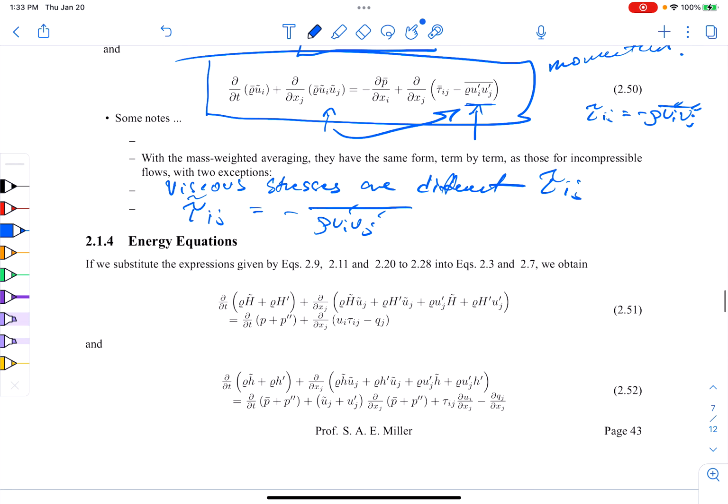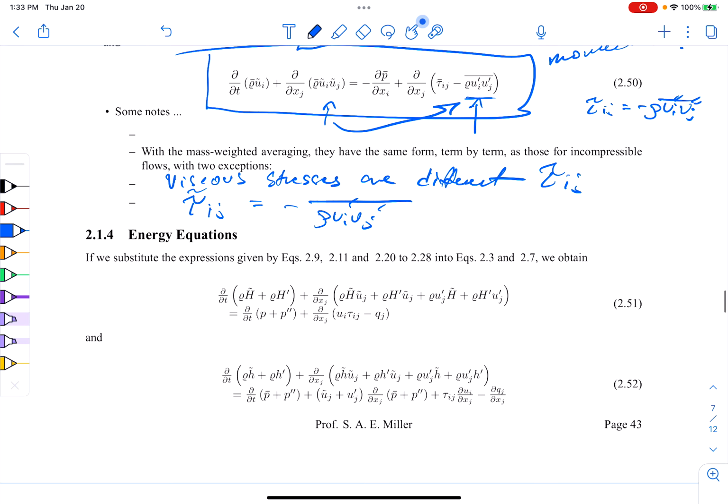Okay, so I see some people are still writing, I'll leave it there. We've looked at the conservation of mass and the momentum equation with mass-weighted averaging. But we have a third important conservation equation, which of course is energy. Once again, I'm going to take my mass-weighted definitions and substitute them into my energy equation, which I think was 2.3 in this section. And I'm going to do that for my total enthalpy and static enthalpy equations.